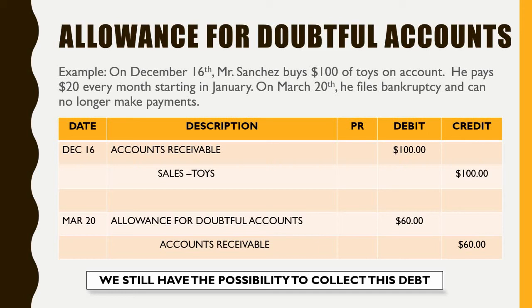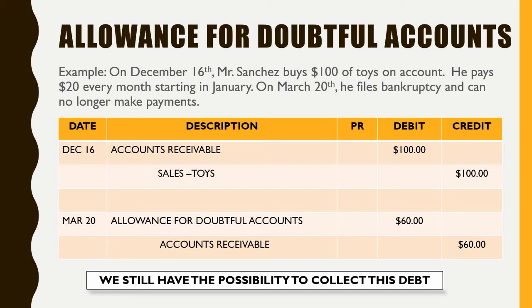So in this case, because it's a potential bad debt, what we're going to do is credit our accounts receivable. He's already made 2 payments for the toys, so therefore, 2 payments, $40. So therefore, he's down to $60 left that he owes me. So this is what I'm going to do. I'm going to debit my allowance for doubtful accounts because this is going to be a contra account. It's decreasing my accounts receivable account. And I'm going to debit that for $60.